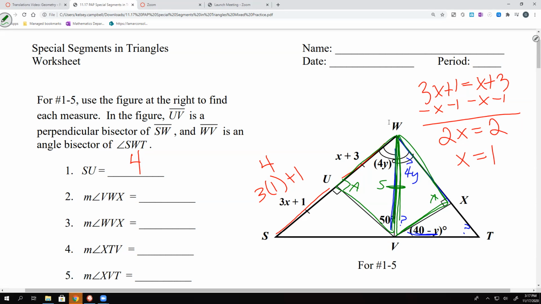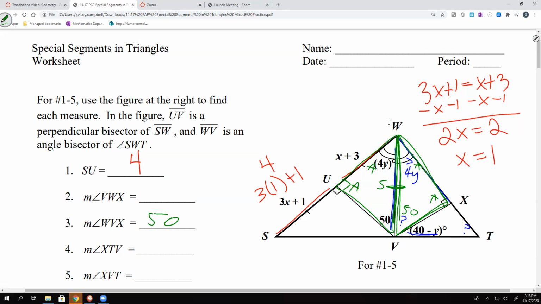What else is the same? We don't know the measure of it, but look at the markings up there at the top. Do you see this 4y and the 4y? Aren't those the same? So that's another angle. Angle, angle, side. Remember angle, angle, side congruency? Yes, Miss Campbell, I remember that. So yes, they are congruent by angle, angle, side. So if this is 50, what's this angle? It's also 50. So we found WVX, 50. Very good.